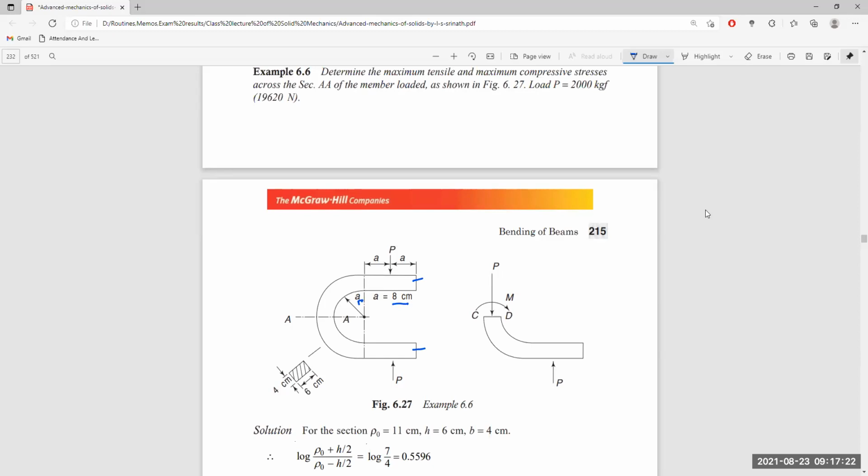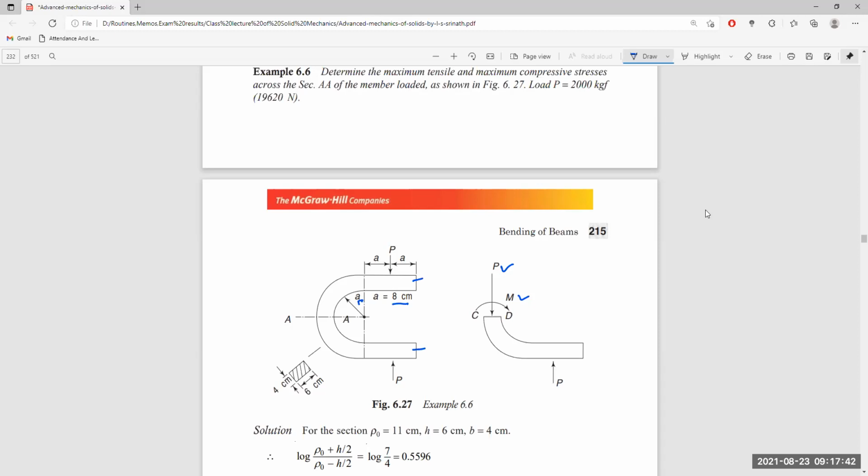And if you take a section across the AA plane, which is exactly the middle of the U-beam, and put C and D, the two sides, we'll find that there will be a load P here, and a bending moment is also induced here, which is clockwise in nature.